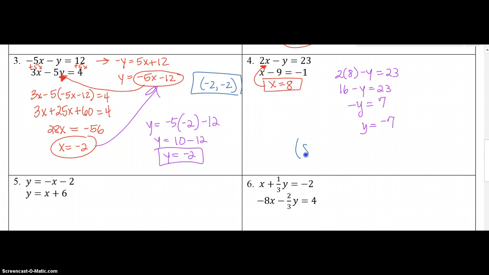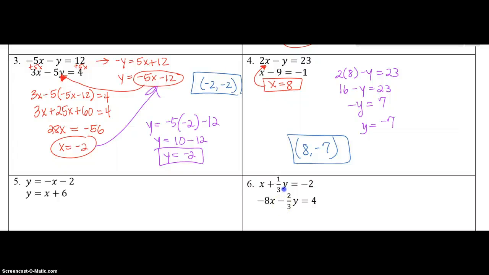Solution, (8, -7). So again, if you plugged in that x and that y into each of those equations to check your answer, it would make a true statement. If you were to graph both of these lines, that's where they would intersect. That's the point that they have in common. Okay. Questions so far?